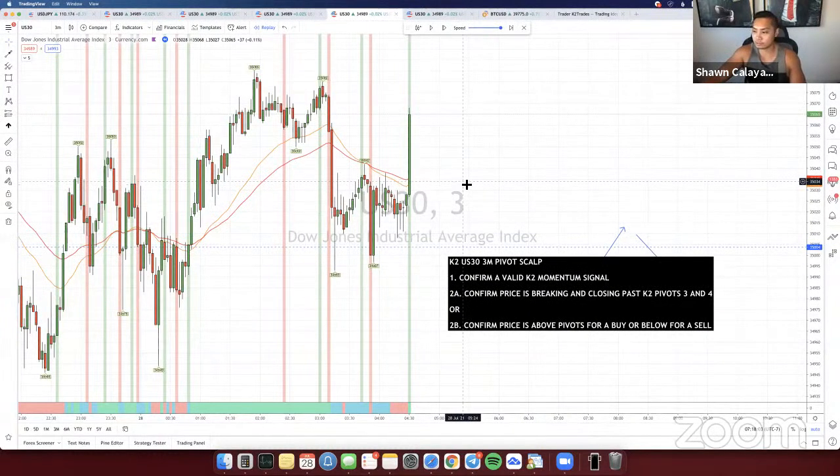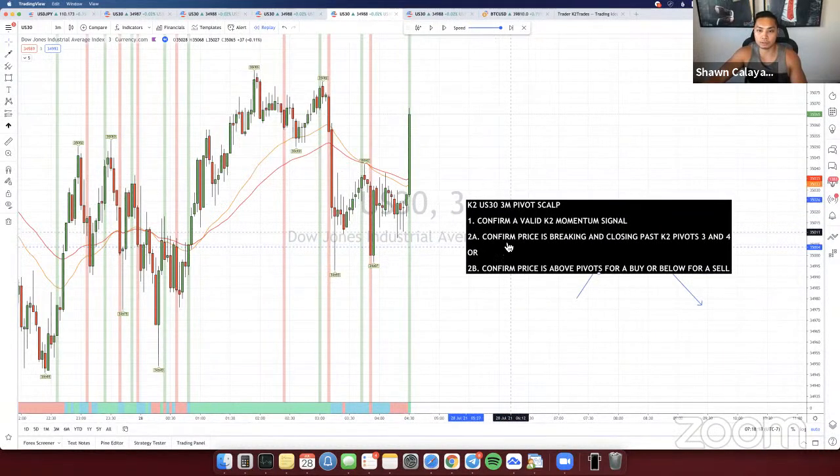So for the 2A requirement that you're looking for, Michael, for the first requirement, you want to confirm a valid K2 momentum signal. In order for it to be valid, you need a confirmation of a green buy signal with a green candle within it. So you're basically looking for green, green, red, red, one or the other. Next for 2A, this is the one that you're kind of confused with. You want to confirm price is breaking, closing past K2 pivots 3 and 4.